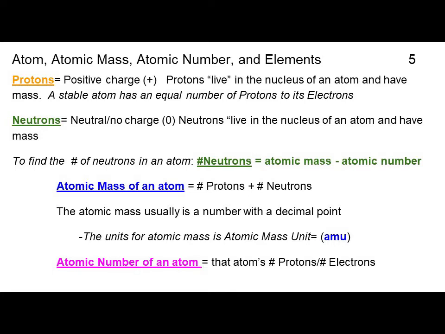The atomic mass of an atom equals the number of protons plus the number of neutrons. The atomic mass is usually a number with a decimal point. The units for atomic mass is AMU, or atomic mass units. And the atomic number of an atom is equal to the atom's number of protons, which, as we said before, is actually also the number of electrons. So if an atom has 5 protons, its atomic number is 5.